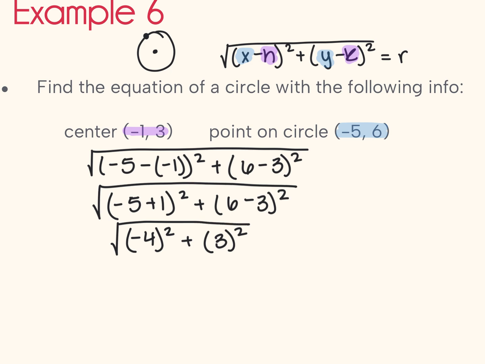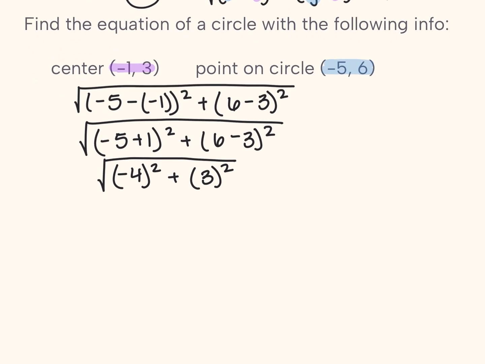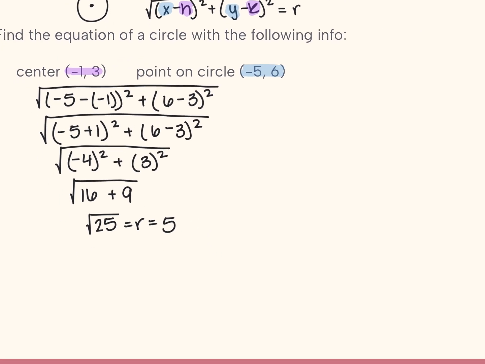A lot of people normally forget the square root. And then what's -4 squared? Positive 16 plus 9. And what's 16 plus 9? And what's the square root of 25? So my r equals 5. So what do I have? Writing it kind of how it's normally given to us. My center is at -1, 3. My radius is 5.